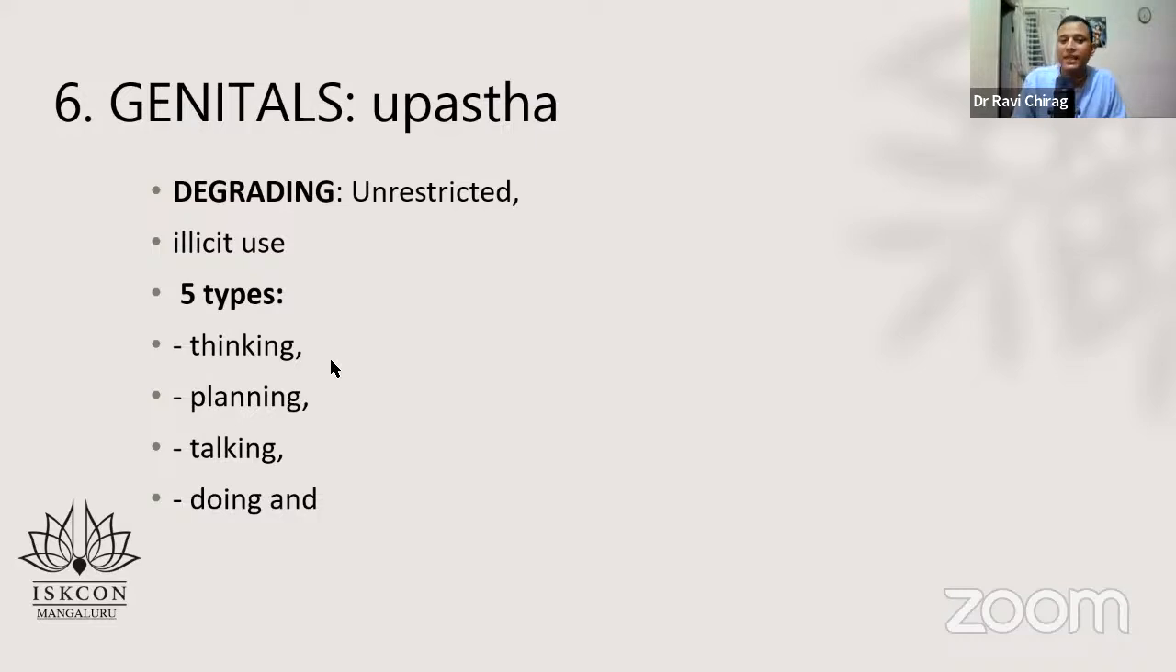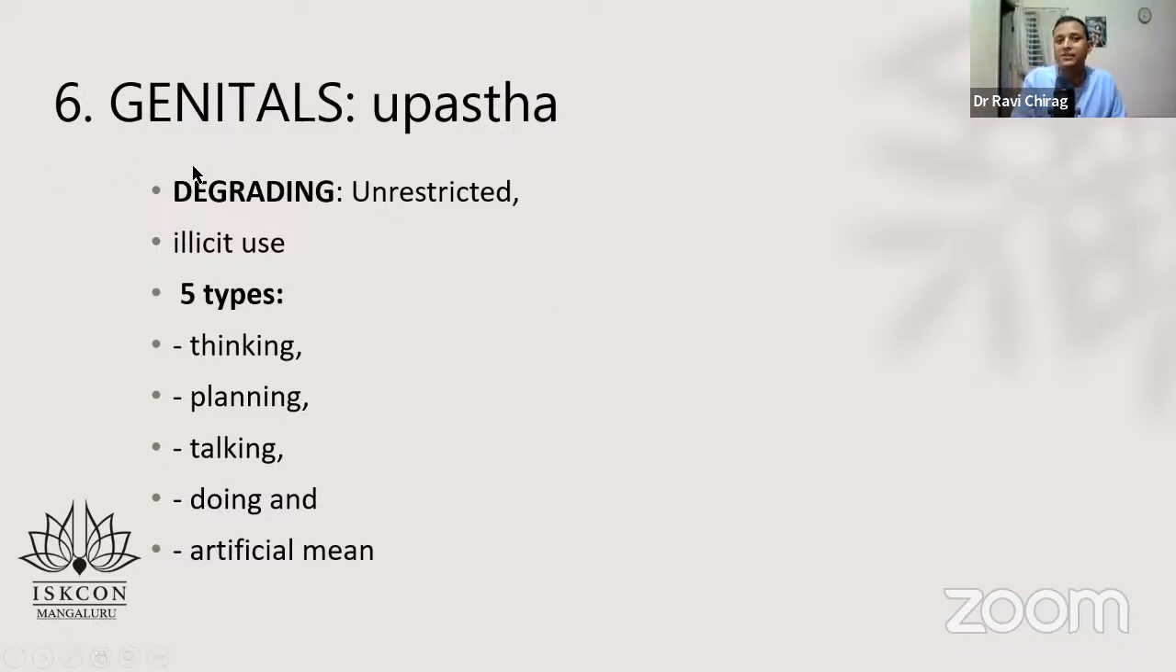Thinking about unrestricted or illicit sex is bad. Even planning it is bad. Even talking about it is bad. Not just doing. Someone says, no, I was not doing, I was just thinking. No, that is also bad. It will lead to degradation of the mind. Thinking, planning, talking, doing, everything is bad. And the fifth one is artificial, meaning masturbation. Many people masturbate. That is also degrading.